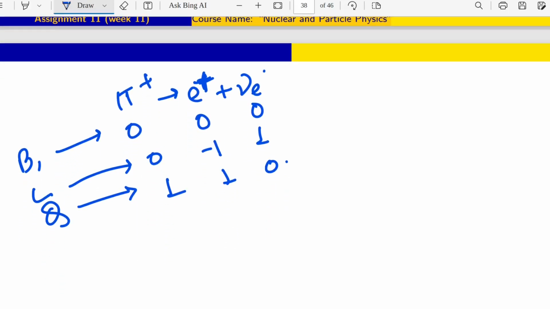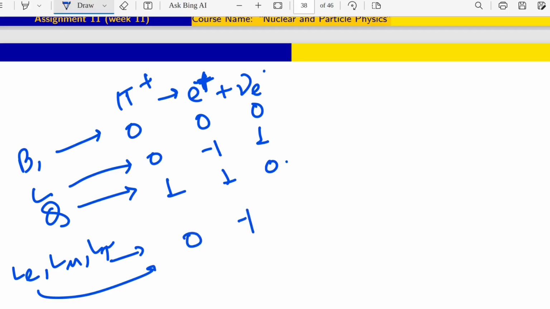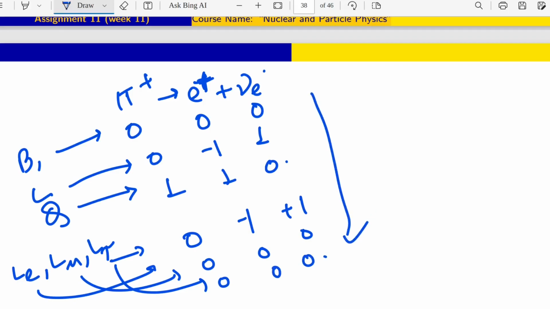Okay, now as nu e is coming, quickly we will check the nu tau process, I mean the charges. So for L_e it will be 0, -1, +1, 0, 0, 0, 0, 0, 0, right? So you can see that all of these are conserved. That means pi plus goes to e plus nu e. This process is allowed. Now by which mediator it is allowed, that we have to check.